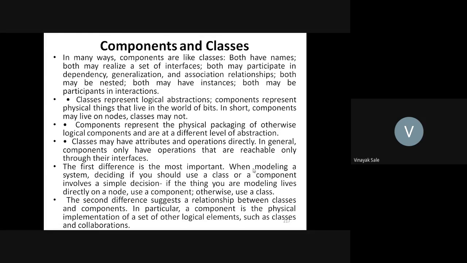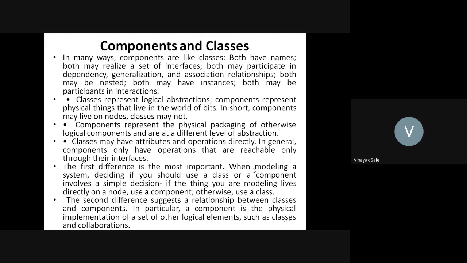So components and classes, in many ways components are like classes. Both have names, both may realize a set of interfaces, both may participate in dependency, generalization, and association relationships, both may be nested, both may have instances, both may be participants in interactions. Classes represent logical abstractions, whereas components represent physical things that live in the world of bits. In short, components may live on nodes, classes may not. This is the difference between components and classes.